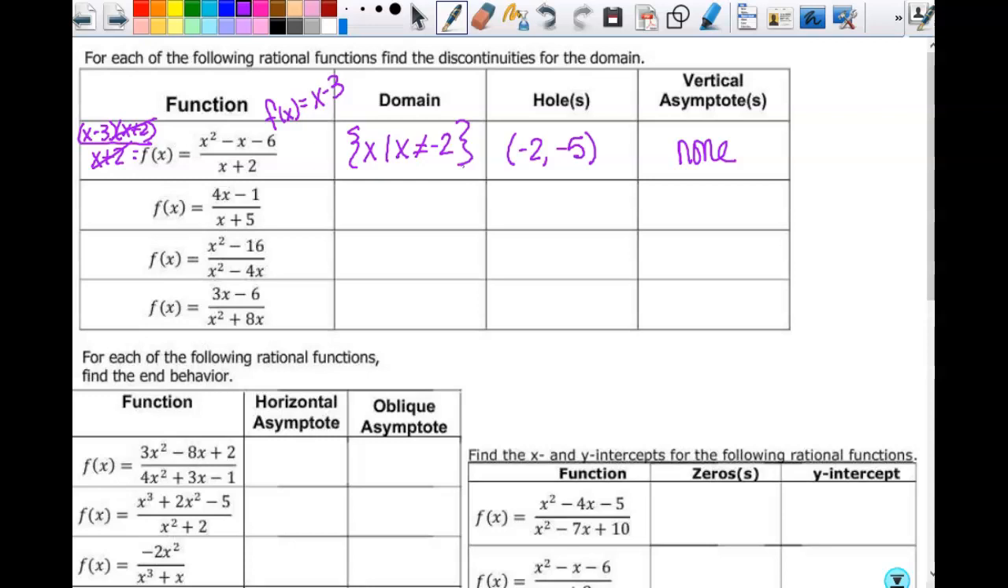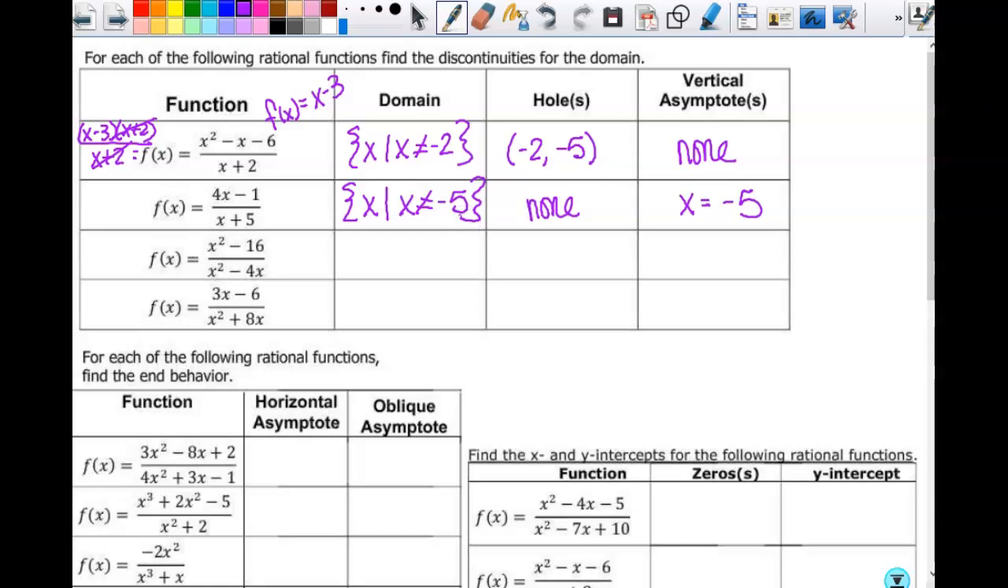All right, so here, this is factored. Again, my domain is going to be based on what goes in here. I don't have any holes because I cannot simplify anything. I've got something in the denominator here, so my vertical asymptote is x equals negative 5. So my domain is the set of all x's such that x cannot equal negative 5.